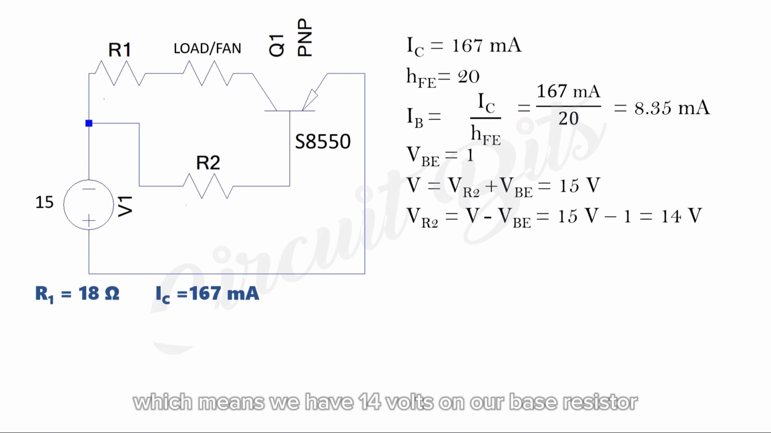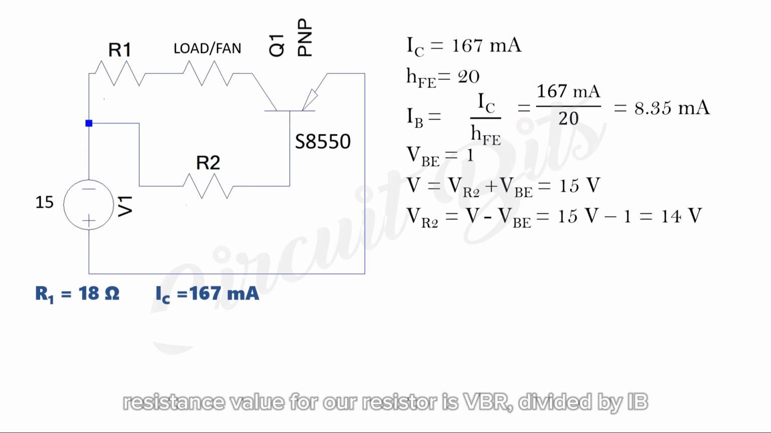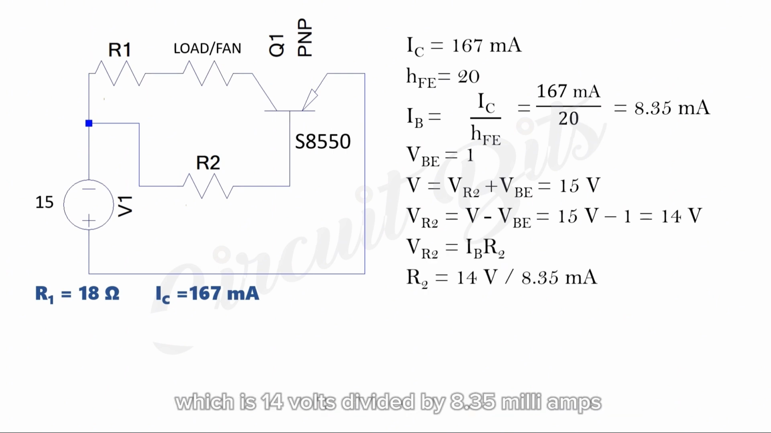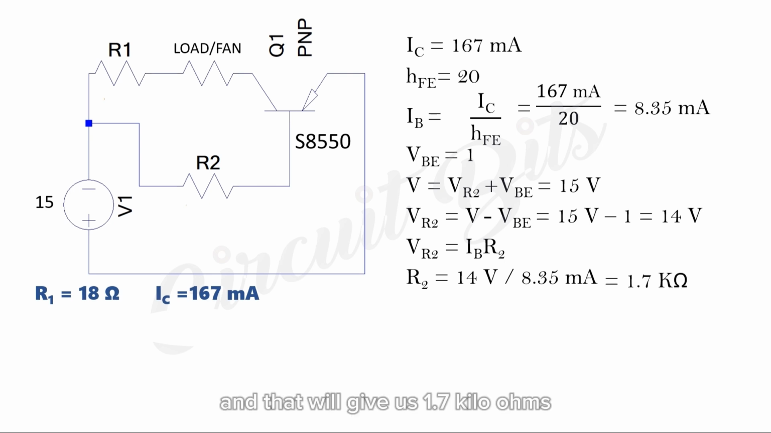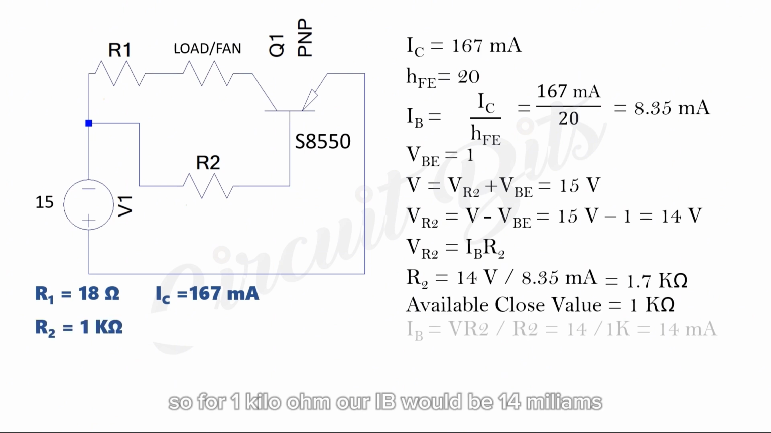Which means we have 14 volts on our base resistor. And the current through the resistor, we already have that to be 8.35 milliamps. Therefore, the resistance value for our resistor is VR2 divided by IB, which is 14 volts divided by 8.35 milliamps. And that will give us 1.7 kilo ohms. Now, since 1.7 kilo ohms isn't available, we use the closest value, but lesser. Rather than have lesser currents go through the base, we actually need more current to ensure saturation. So we would use the 1 kilo ohm resistor. So for 1 kilo ohm our IB would be 14 milliamps.